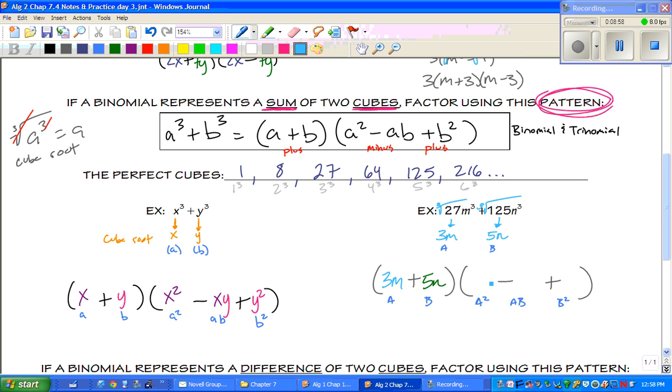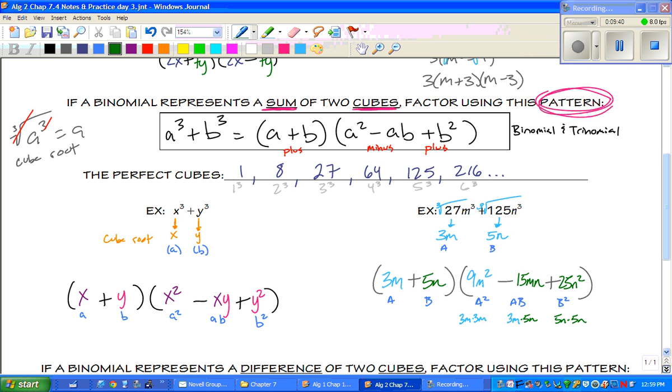Now, a squared, well, that's 3m times 3m, which gives us 9m squared. Okay, now a times b, well, a is 3m times 5n. Well, that's going to give us 15mn. Okay, you're multiplying those together. Okay, and the last one, b squared, is 5n times 5n, which gives us 25n squared. Okay?